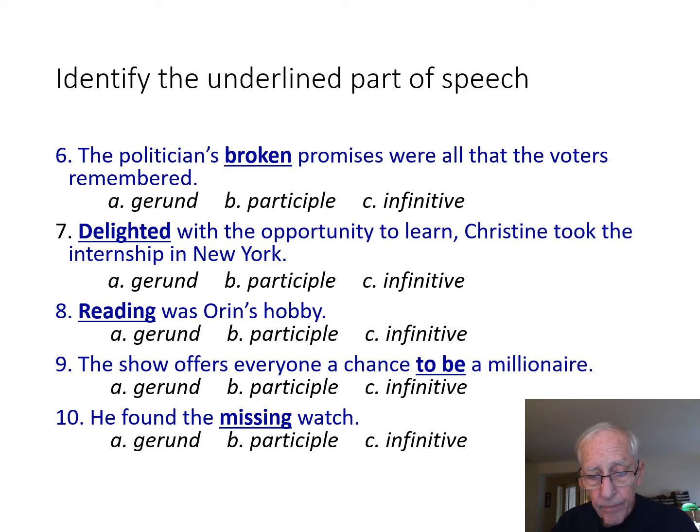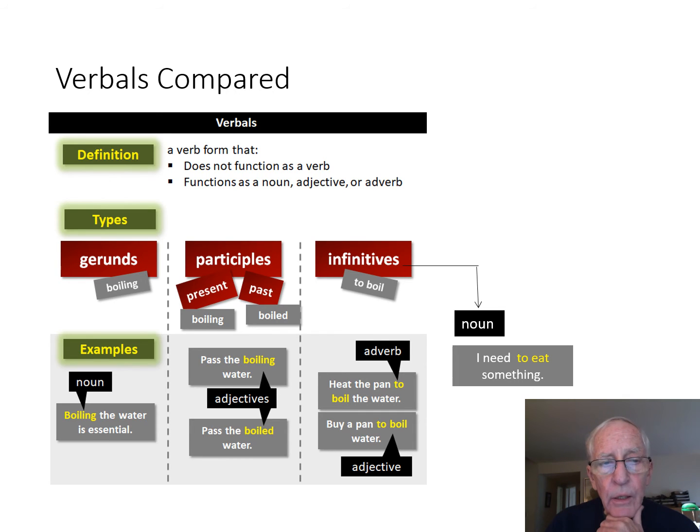Number 10, he found the missing watch. Missing, that is a verbal; you have an -ing ending that is functioning as a participle. It describes. Here's a graphic that compares verbals. We see that all verbals, number 1, do not function as verbs, the way we commonly associate action with verbs. They may function as noun, adjective, or adverb. Kind of depends on which one we're talking about.